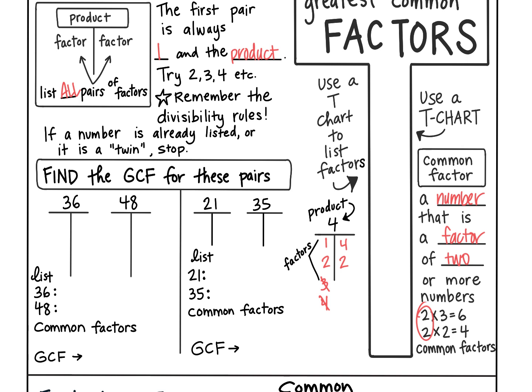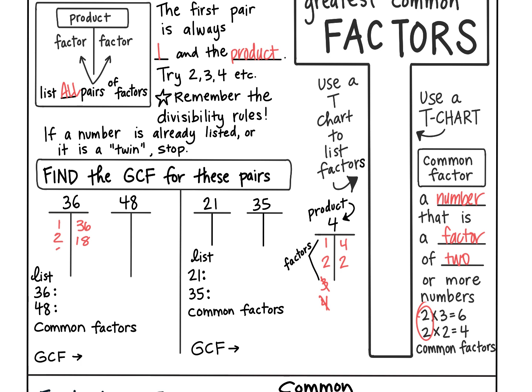Okay, we're going to do a couple of examples together. I have the GCF of 36 and 48. We're going to do this one first. So I'm going to list all of the factors that I can think of for 36, starting with 1 and 36, because I know that 1 times 36 equals 36. Can I multiply 2 by something to equal 36? Yes, I can. It's 18. So 2 times 18 equals 36.